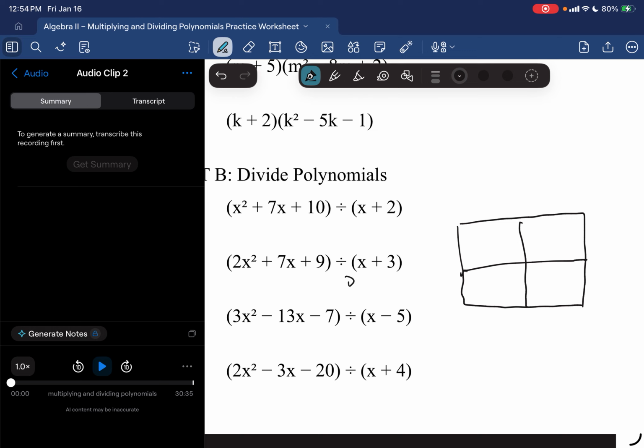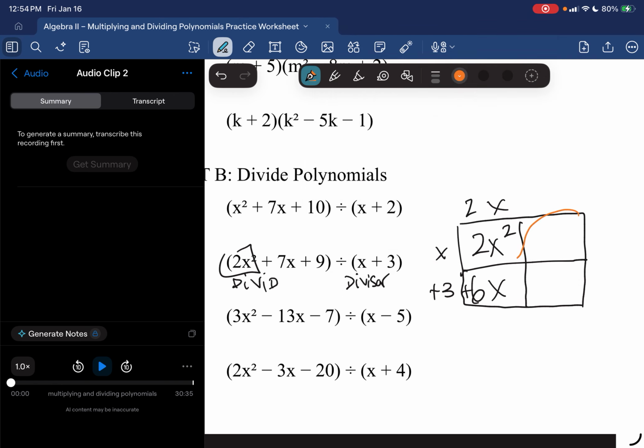Your divisor, make sure you're labeling. Your dividend. So the first number goes here. Your first term goes there. Okay, x times what gives you 2x squared? 2x. 2, there's 2. X times x is x squared. Double check your work like that. Then multiply. What's 2x times 3? 6x. You got it.